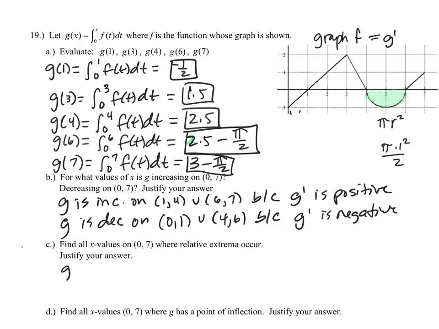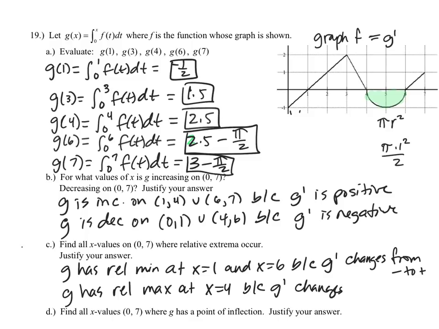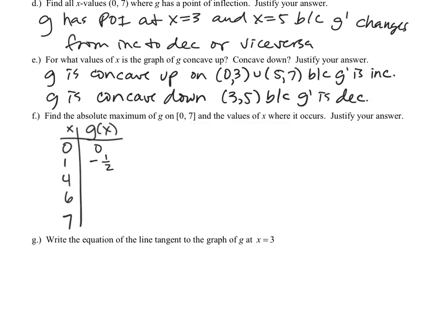So we're going to say that g has a relative min, which happens at x equals 1 and x equals 6, and the reason is because g prime changes from negative to positive, and then g has a relative max at x equals 4 because that is where g prime changes from positive to negative.